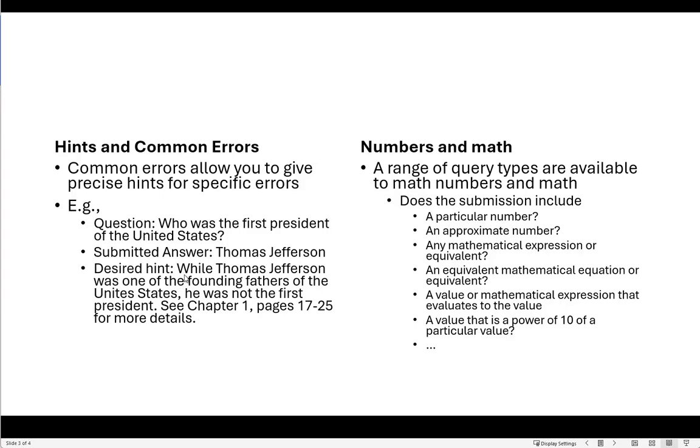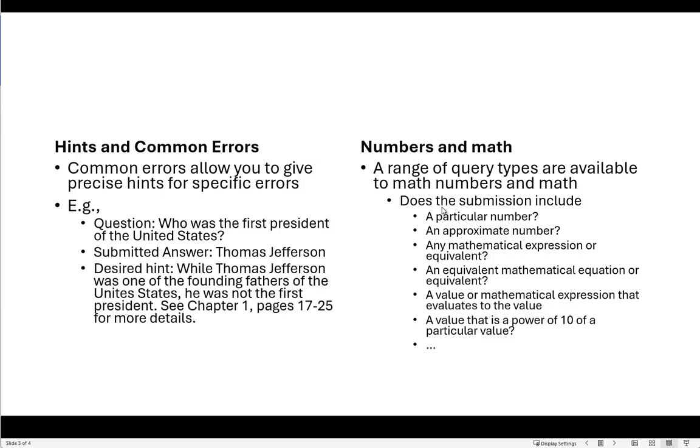We'd like to have a hint, something like this. It says, well, Thomas Jefferson was one of the founding fathers. He was not the first president. See, right, these particular pages. So we handle this sort of thing with common errors and hints. And then math, we'll look at how to do this in the context of a problem that has some simple math in it. So we have a number of query templates all set up to help with math.